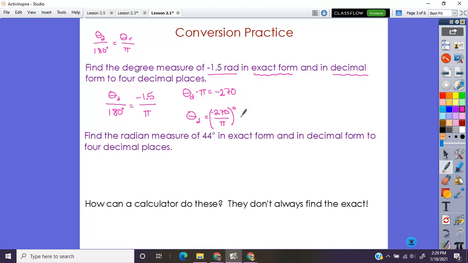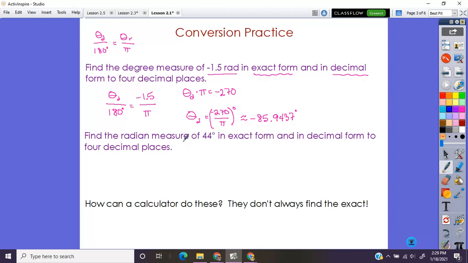Now to find my decimal approximation to 4 decimals, I would do negative 270 divided by pi, and I'd end up with negative 85.9437 degrees. So I have both forms. Here's one form, here's the other form. The conversion is really not that hard to use. You just take some practice to get used to it. So let's try another one.